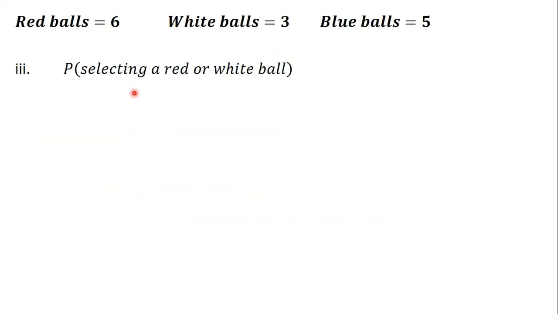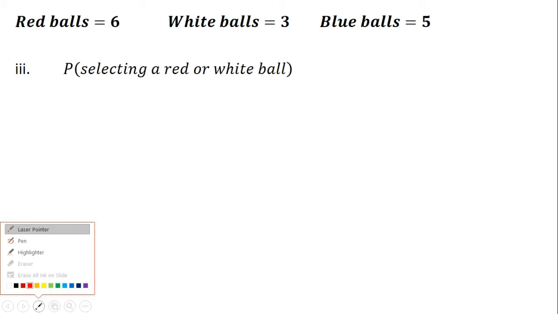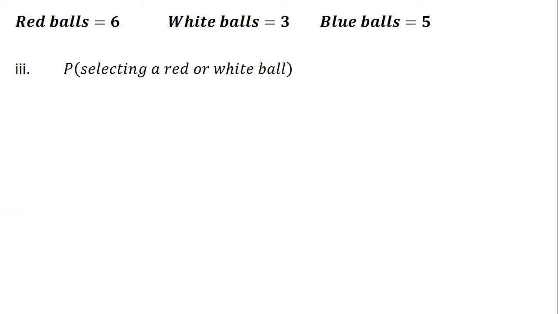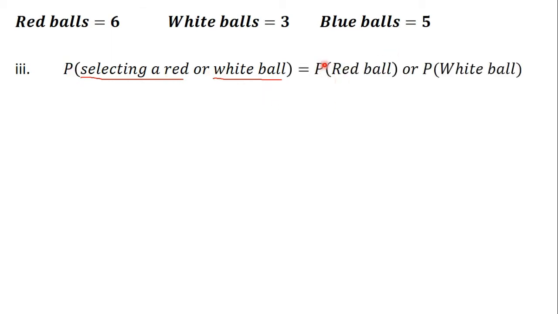The next event we are going to consider is selecting a red or white ball. So there are 2 events here, selecting a red ball or selecting a white ball. So the probability of selecting a red or white ball is equal to the probability of selecting a red ball or the probability of selecting a white ball.